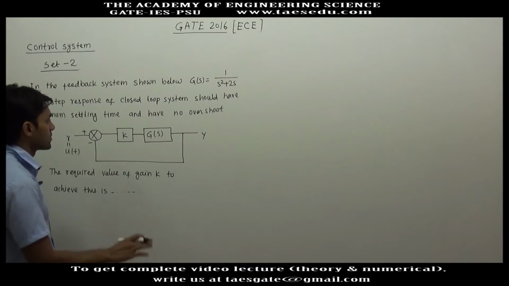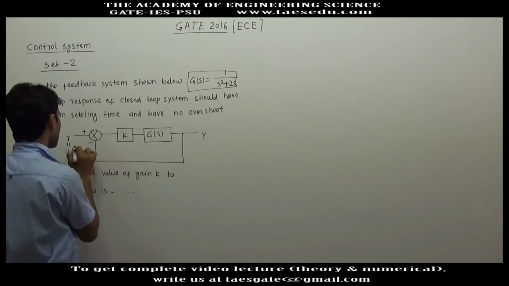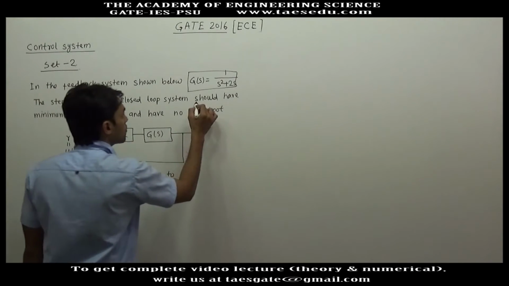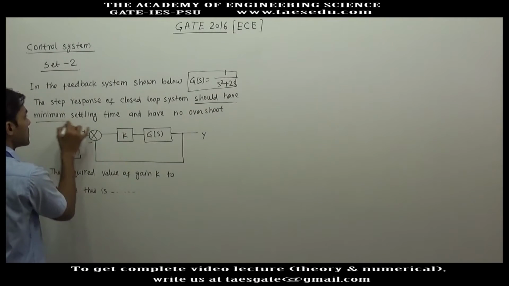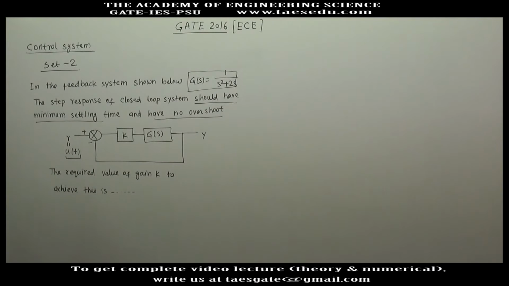In this closed loop system, the open loop transfer function is given and the input is unit step, and in the output the condition is that we should have minimum settling time and no overshoot. In the output of a unit step input to a second order system, there should be no overshoot and settling time should be minimum.